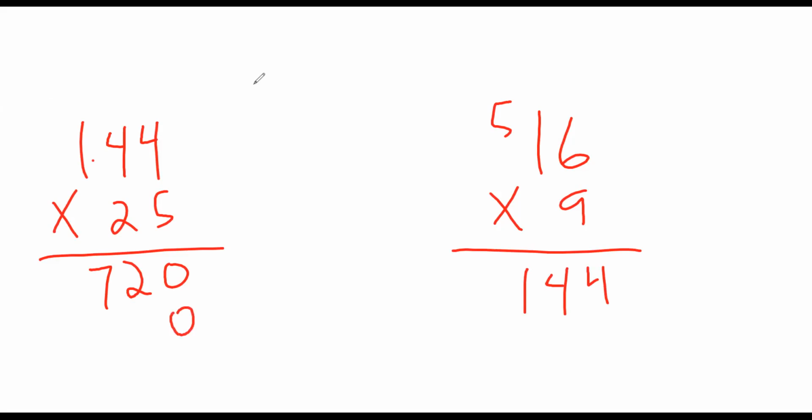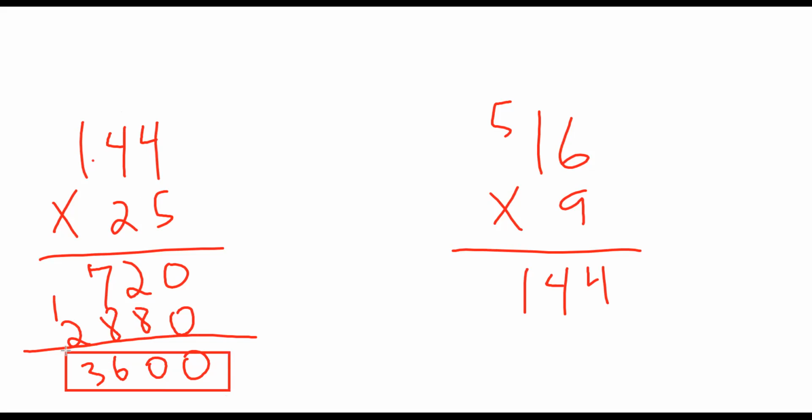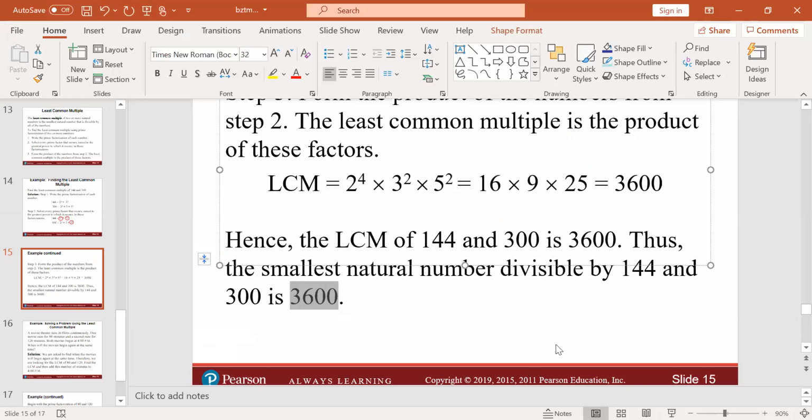Then you create another row, you give yourself a 0. Now you go with the 2s. 2 times 4 is 8, nothing to carry. 2 times 4 is 8 again. 2 times 1 is 2. Add them up: 3,600. So 16 times 9 times 25 is 3,600. Which is just to say that's what the PowerPoint found. And so the least common multiple is 3,600.